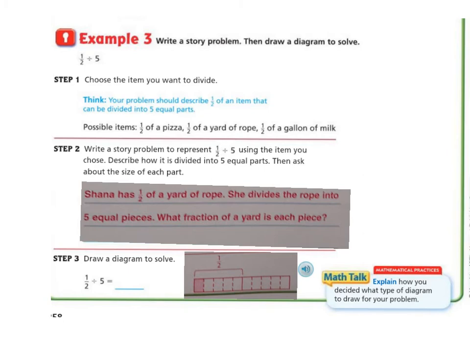So I have 1, and how many are there? 1, 2, 3, 4, 5, 6, 7, 8, 9, 10. So I have 1/10 of a yard is each piece.